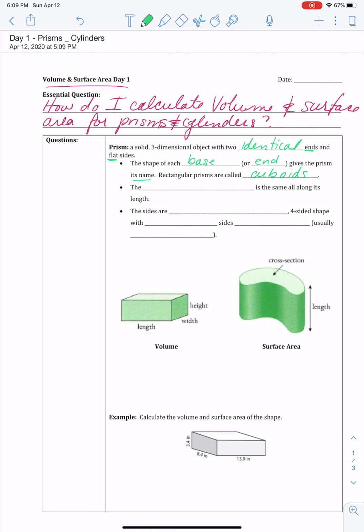Oh, wait a minute, I forgot one. The cross section is the same all along the length. The sides are parallelograms: four-sided shapes with opposite sides parallel. Usually rectangles, sometimes squares.